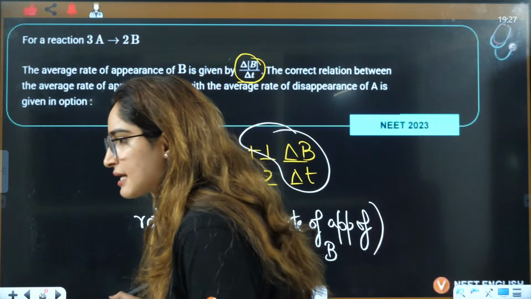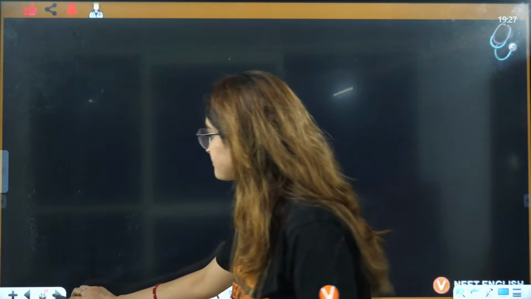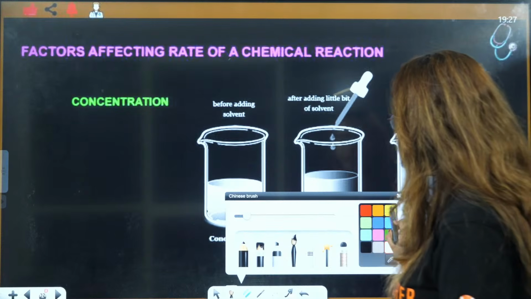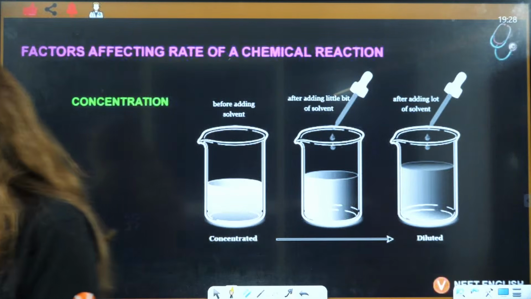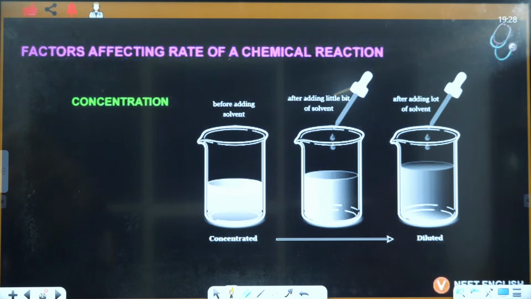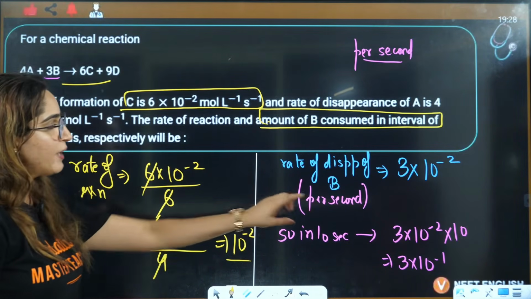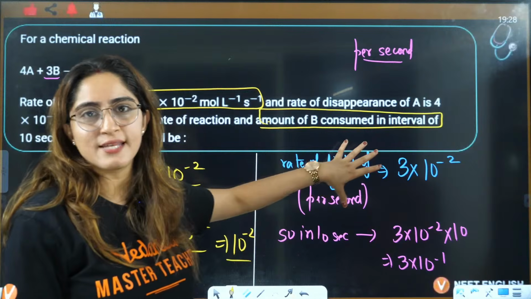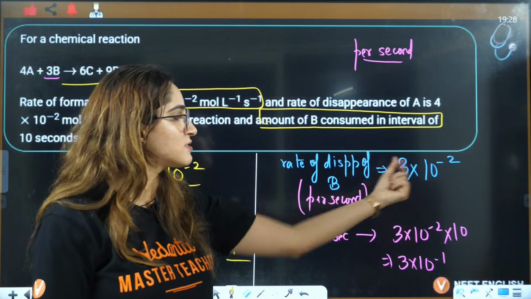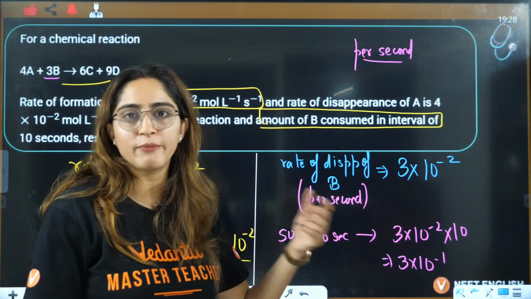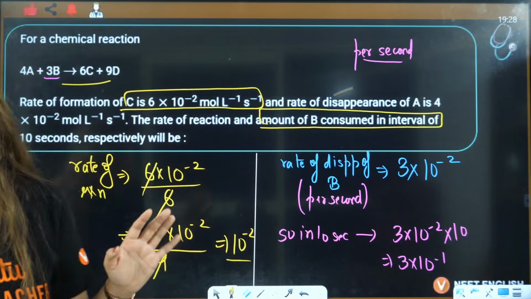Okay, students, everybody? Are you feeling confident on this? Can you explain the right part here? Rate is always in per second. If for 1 second it is this, then for 10 seconds it will be multiplied by 10. So that's why I multiplied it by 10.